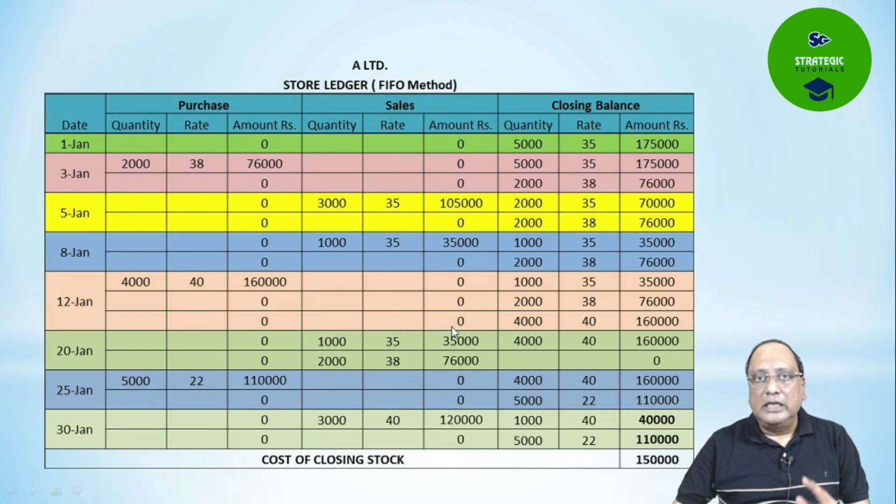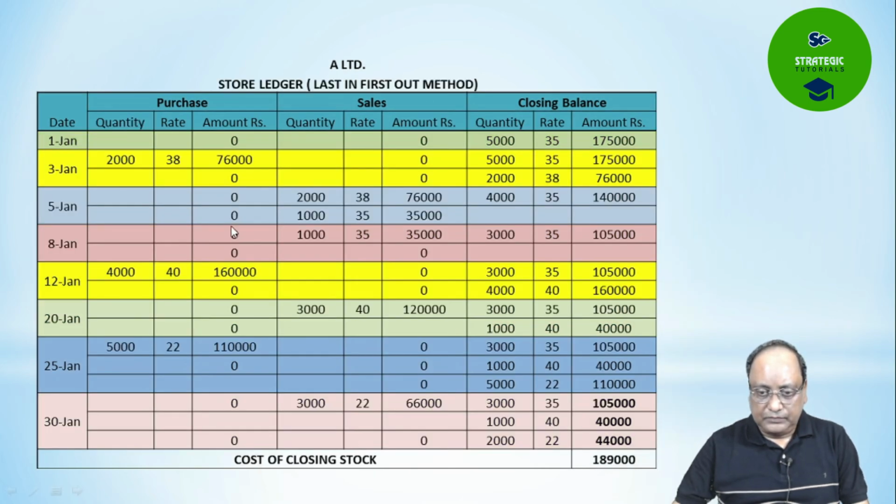Next I am coming to LIFO, last in first out. So here the same opening balance, 5,000 units. On the 3rd we have purchased 2,000 units at the rate of 38. So I will keep this item separately. On the 5th, 2,000 units at 38, simply because it is LIFO, last in first out. So whichever has entered last will be issued to production first. On this basis you will get the cost of closing stock, 1,89,000.